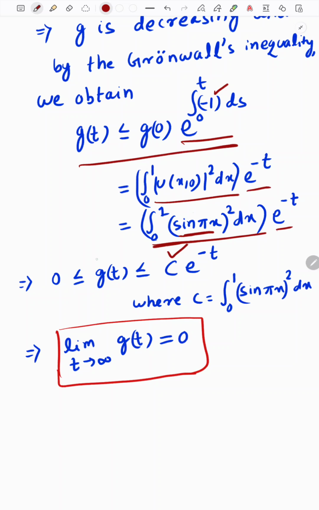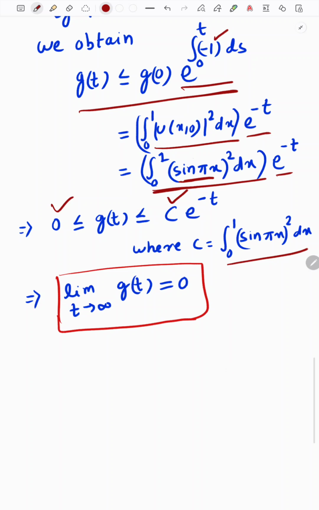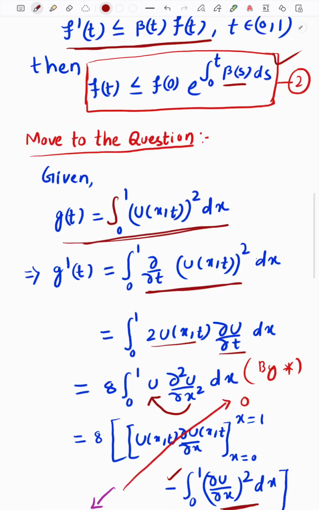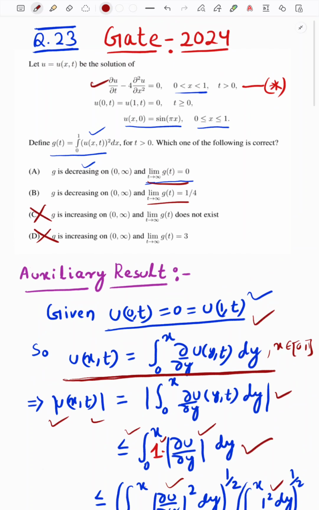So finally, since we know that our g function is a non-negative function, 0 is less than g t, and it is less than or equal to c times e to the power minus t, where c is this constant. Then by using the sandwich theorem we will prove that the limit as t tends to infinity of g t is equal to 0, because it is exponentially decreasing. As t tends to infinity it gives the value 0, so we find that the limit of g t is equal to 0. Okay, so let us verify the options. So option A is the correct one. The limit being 1 by 4 is false, so the final correct answer is option A.